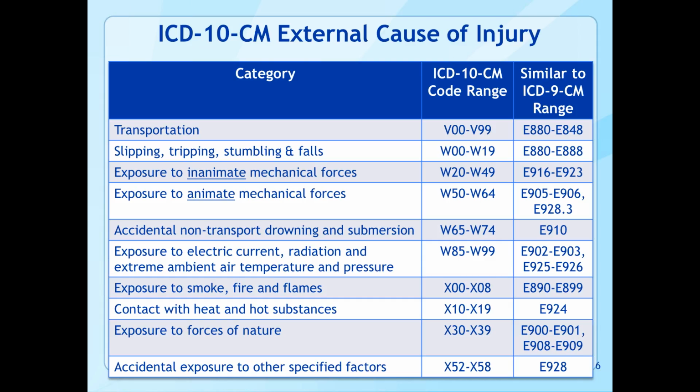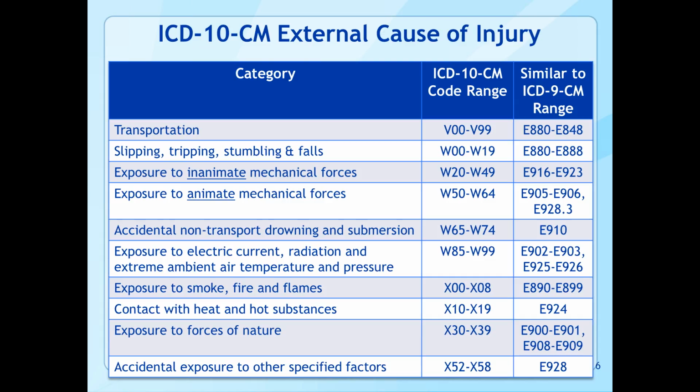This first slide focuses on those codes that relate to unintentional or accidental injury. In this table, the first column shows the broad category of cause of injury. The second column shows the ICD-10-CM code range. And the third column shows the range of similar codes in ICD-9-CM. I'm not going to go over all of these in detail, but I just want to highlight a few things.